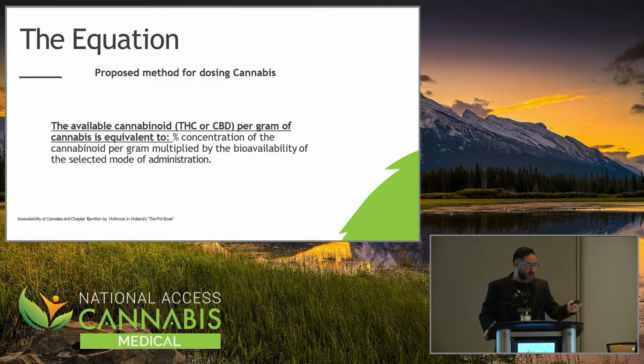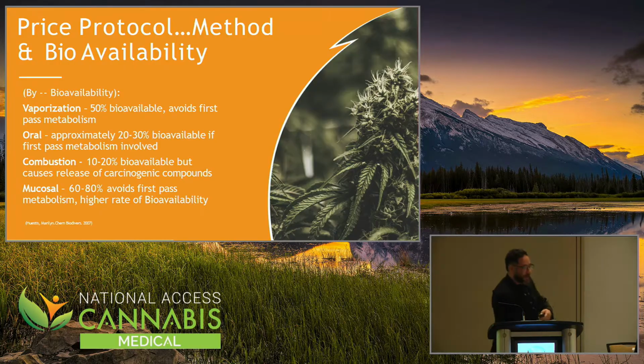So here's the proposed equation that I've been using for a long time. The available cannabinoid, THC, CBD, any cannabinoid that has a percentage on it that's been tested for, per gram of cannabis, is equivalent to the percent concentration of that cannabinoid per gram multiplied by the bioavailability of the selected mode of administration. Make sense? Questions on that? Yes, we're getting there. There'll be lots of examples, but thanks for asking. It's exactly where we're going.